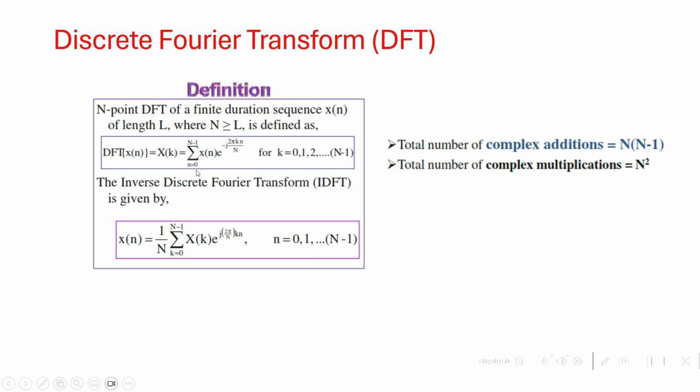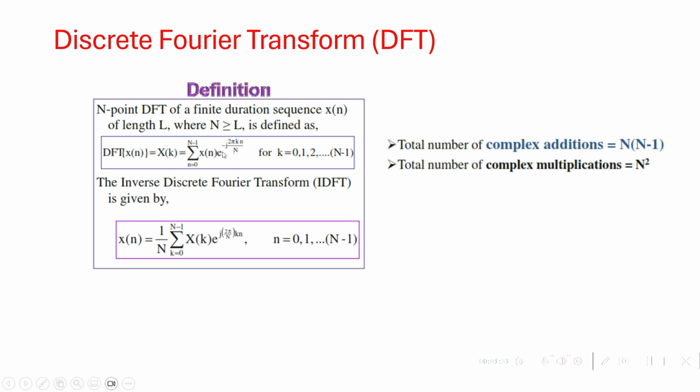So in this case, for DFT and IDFT calculations, the total number of additions required is N minus 1, because here we are adding from 0 to N minus 1. For example, if you substitute k equal to 0, you are computing X(0). Here small n varies from 0 to N minus 1. So x(0) e^0 plus x(1) e^(-j 2 pi...). Here k is 0, so everything is 0. Likewise, N minus 1 times we are adding.